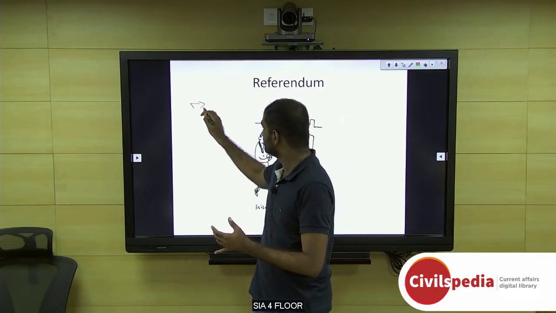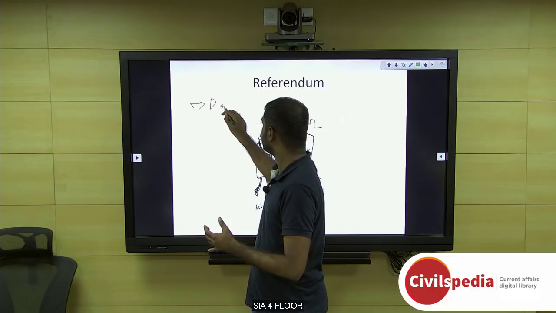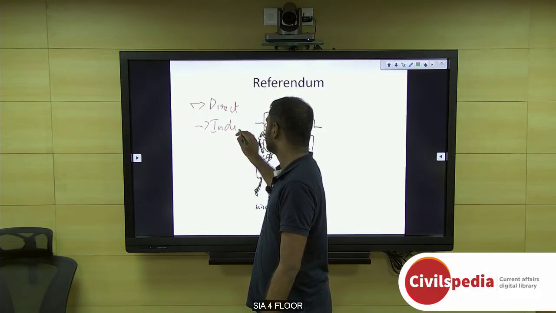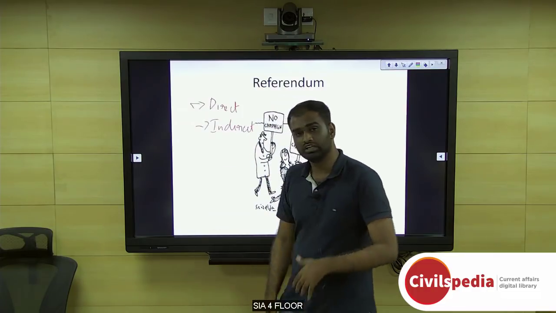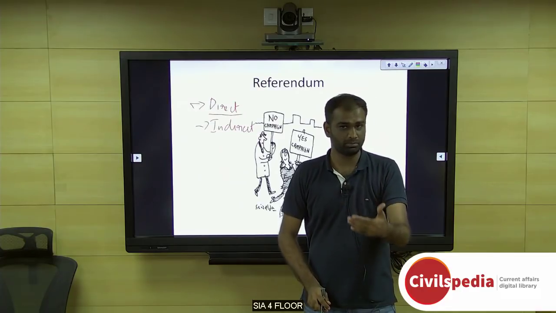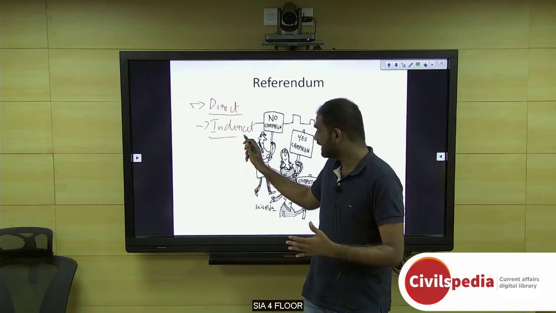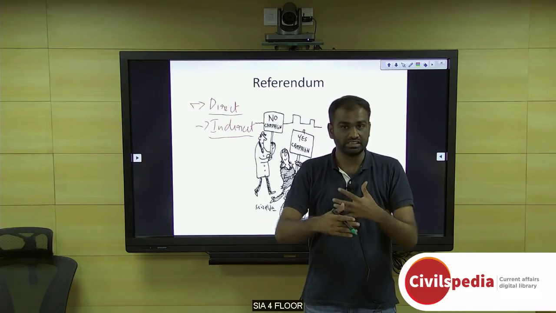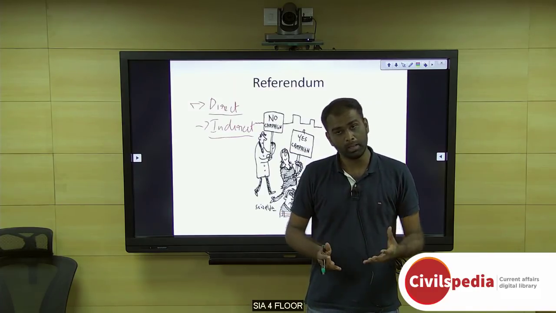The first one is direct democracy, and the next one is indirect democracy. Now in the case of direct democracies, the decisions are mostly taken by the people themselves. In the case of indirect democracies, people elect representatives, and representatives in turn take decisions on behalf of the people.